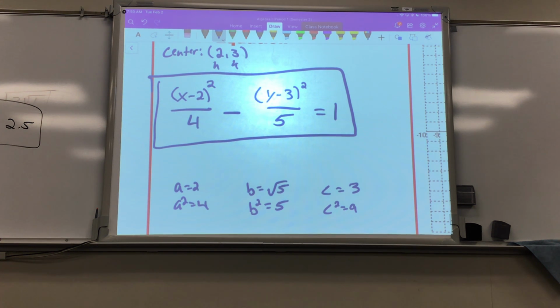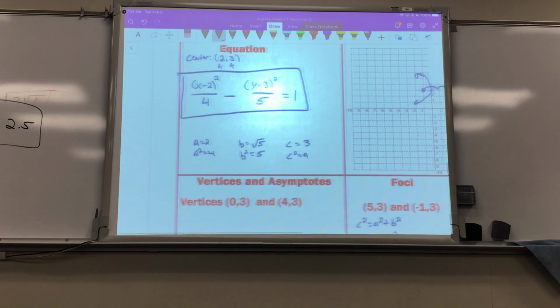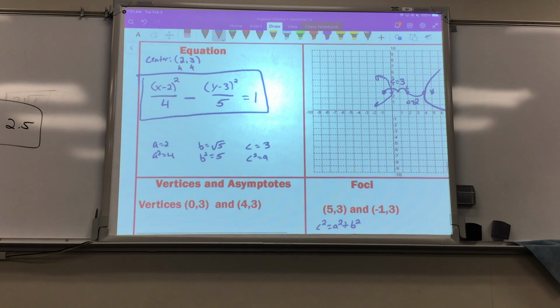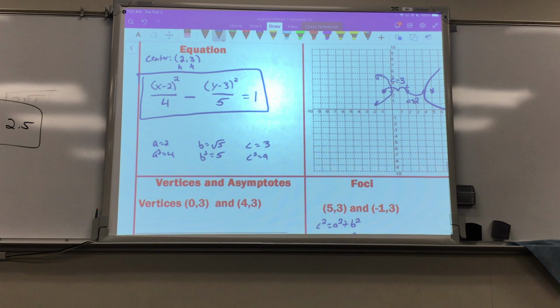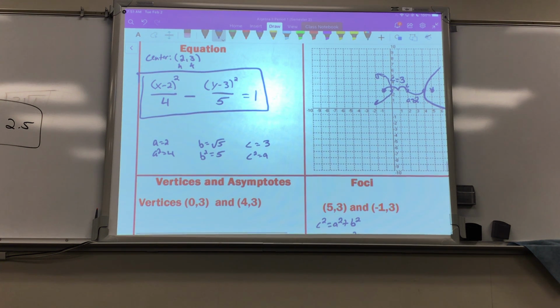Okay, so again, when it comes to writing equations of any conic, it's about understanding the different parts. What's a, what's b, what's c? Where's the center? Where's the vertex? Okay. Questions on that one? Well, what we know, figure out what each part is.